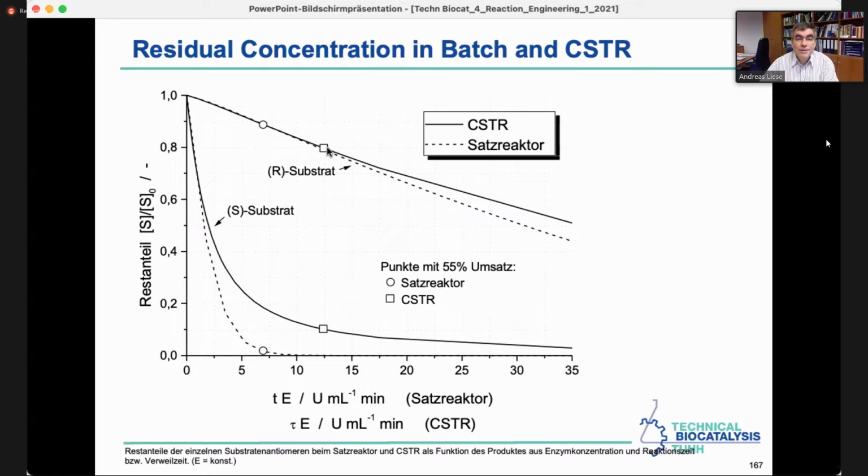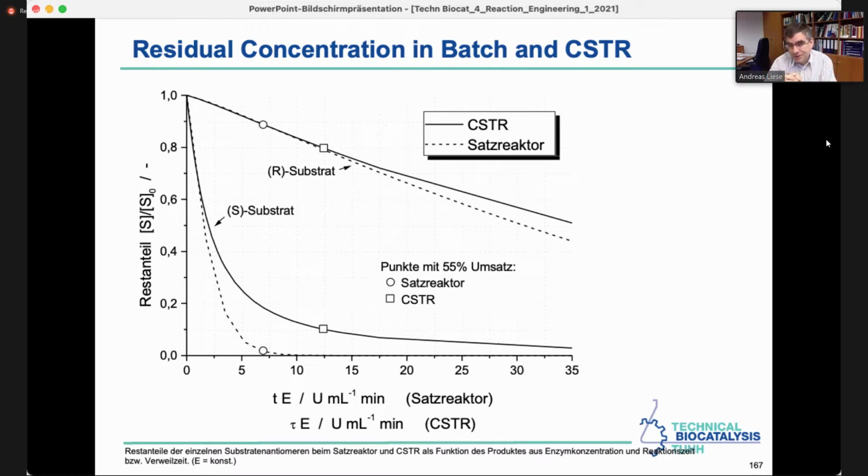And therefore, if we look at the conversion point for 55%, we have consumed more of the R enantiomer, but we have more left over of the S because of the remixing in the CSTR and readdition of the racemate. I hope this is understandable for you. I know it's a little bit challenging. Why don't you think about this after lecture, maybe talk with some of your colleagues, and we will also have one example later on at the end of the semester again.